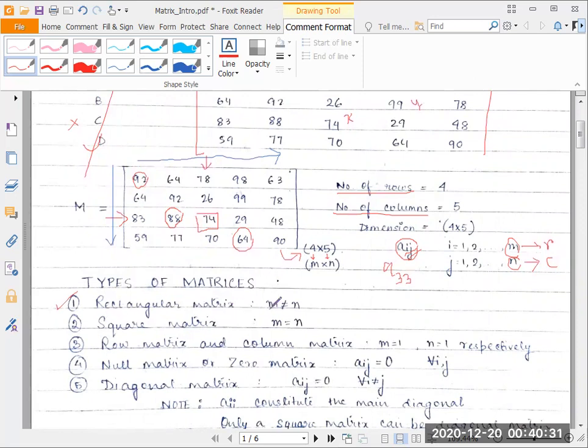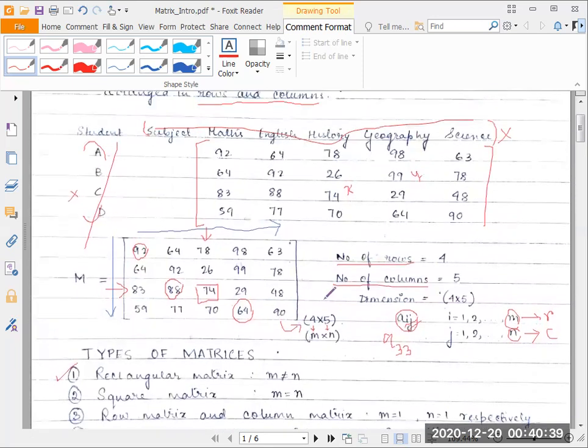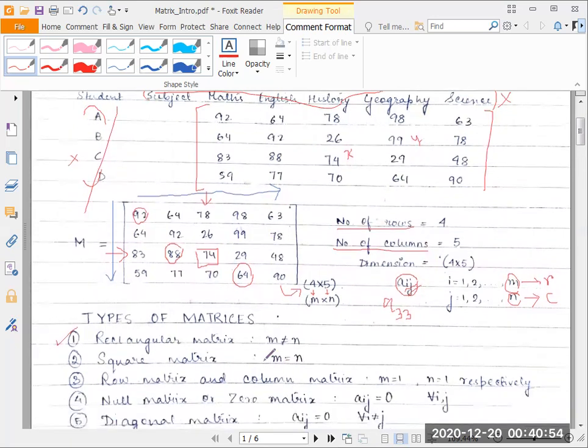So a rectangular matrix is essentially a matrix where the number of rows does not equal the number of columns. So look at our example. We have 4 rows and we have 5 columns. So the number of rows and number of columns do not match with each other. They are not equal to each other, and hence we can say that the example that we have considered here is a rectangular matrix. Square matrix, on the other hand, has equal number of rows and columns.